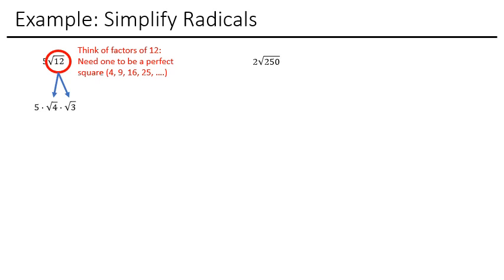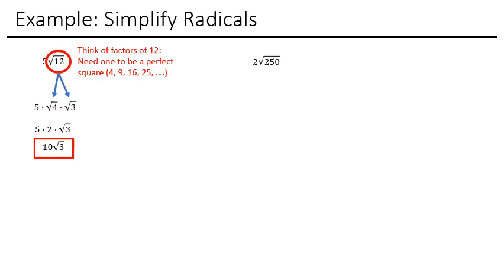Now you can take the square root of 4 and get 2, and then all you have to do is multiply 5 times 2, and you get 10 times the square root of 3. Now you want to always look, and if you can simplify that radical any more, then you need to do so. But in this case, the square root of 3 is a prime number. 3 is a prime number. So that is as simple as it gets. So that would be our final answer in simplified form.